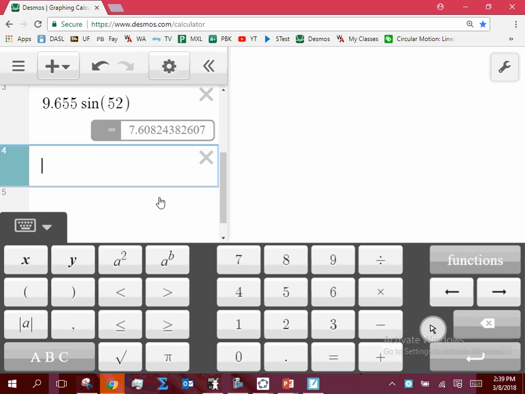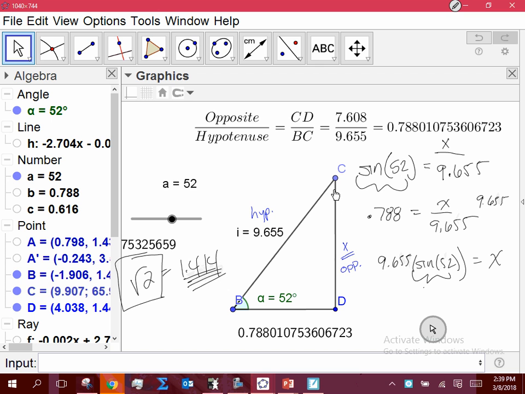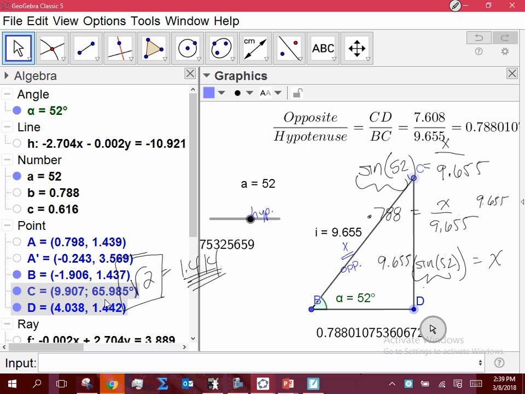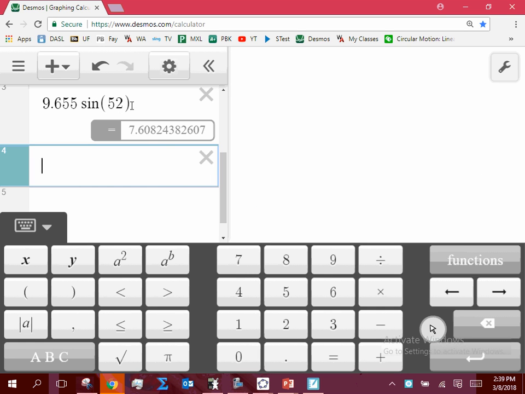Is that okay? Now I'm going to go to GeoGebra and see, because GeoGebra is going to do it differently. GeoGebra is going to do the distance formula with those 2 points. Or sorry, it's not y2 minus y1 over x2 minus x1. It's going to do the square root of x2 minus x1 squared plus y2 minus y1 squared, right? That's our distance formula. And if we ask it to do that, we get 7.608. And that's exactly what we found using this equation.